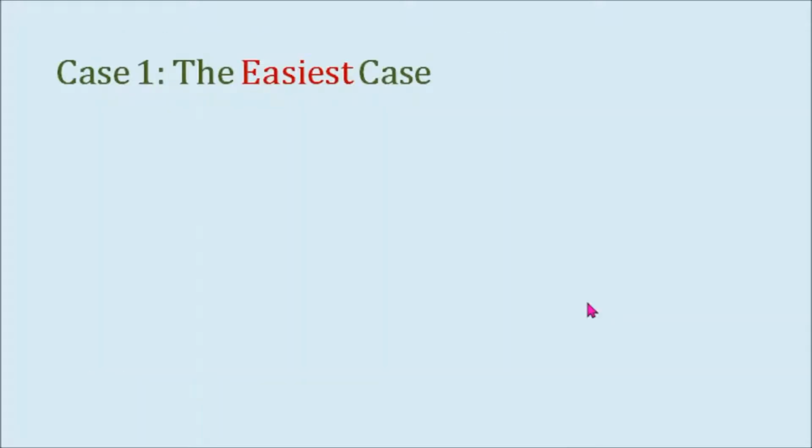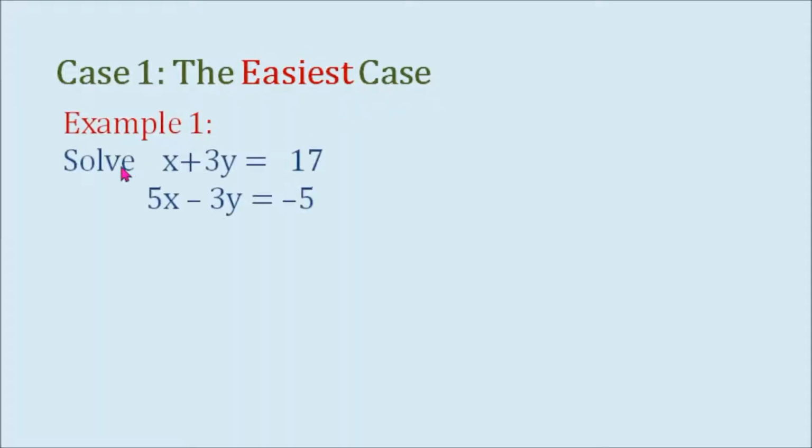Solving systems of linear equations by elimination method has three cases. Case 1 is the easiest case. For example, solve x plus 3y equals 17 and 5x minus 3y equals negative 5. Why is it the easiest case? It is because by adding the two equations, one variable is automatically eliminated.